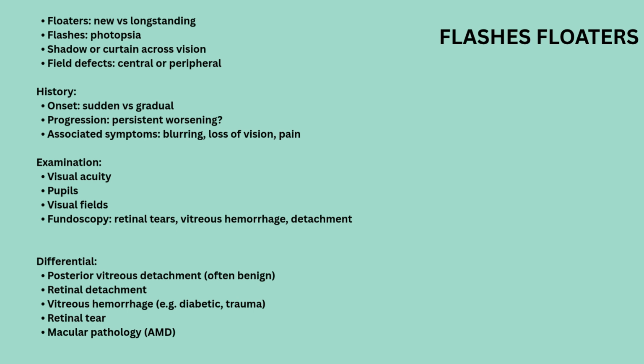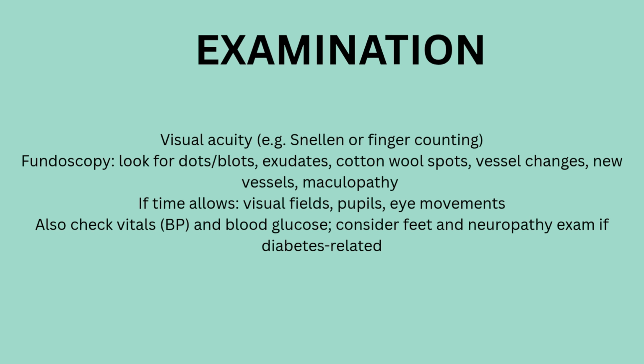The examination remains the same in this case, but the differentials you need to keep in mind when the patient mentions any flashes or floaters are retinal detachment, retinal tears, and if the patient is diabetic, think about vitreous hemorrhage. Flashes and floaters can also occur with cataracts. So these are a few differentials that you need to offer to the examiner if the patient mentions these.